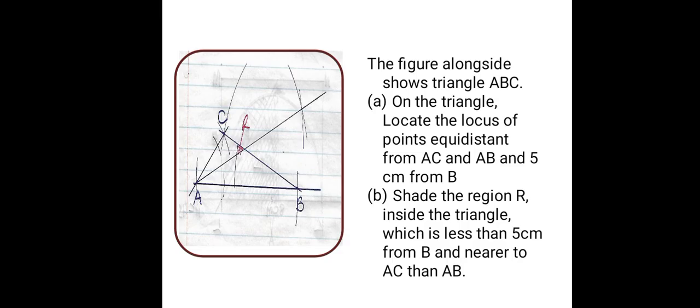The figure alongside shows triangle ABC. A. On the triangle, locate the locus of points equidistant from AC and AB and 5 cm from B. B. Shade the region R inside the triangle which is less than 5 cm from B and nearer to AC than AB.